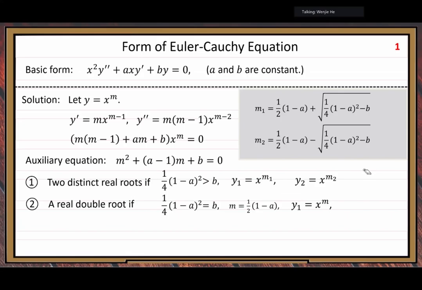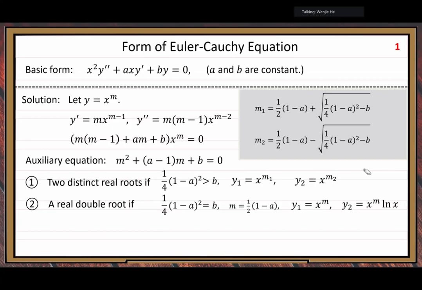Then y2. This time y2 must be different from y1, right? Let me write y2 first, then I explain why we get this y2. y2 equals y1 times natural log of x. Can you see why?